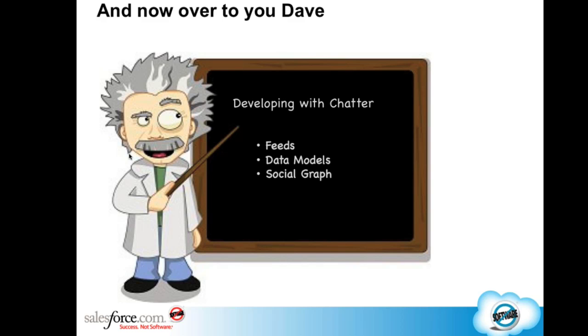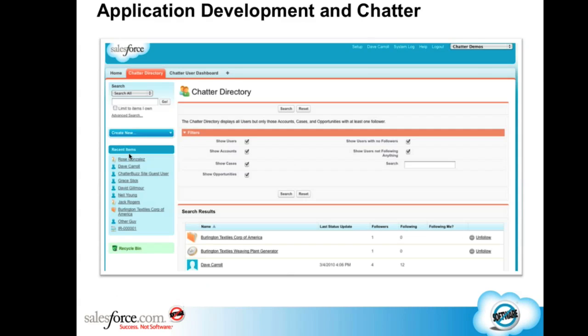And when we're talking about Chatter, what we're talking about really from the developer perspective is feeds. And so these are the status updates that we see everywhere. The data model that holds all the feeds, and in addition, the social graph, which tells us information about who's following what, how many feeds have been posted, how many statuses have been updated, who our most active posters are, and so on.